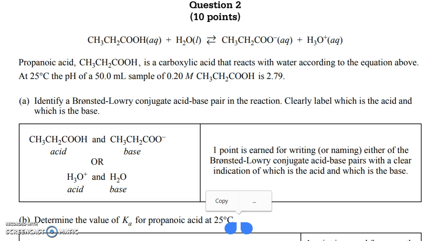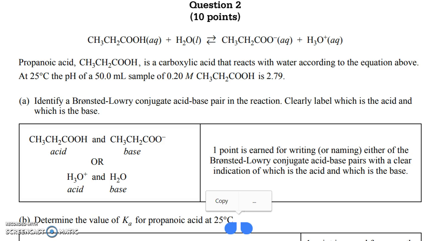How do you define Bronsted-Lowry conjugate base? How do you define them? Proton acceptor, proton donor, right? Which one is the donor, which one is the acceptor? The acceptor is the base, and the acid is the donor, right?